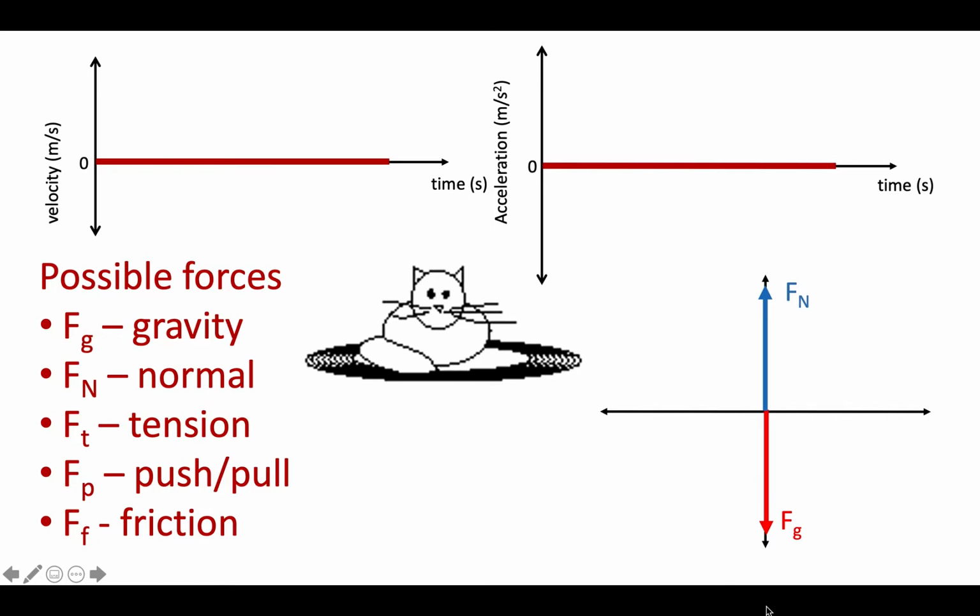If you go back to our graphing, the kitty's velocity is 0 and constant, so the kitty has no acceleration. So for Newton's second law, rearrange for acceleration, the acceleration of the kitty is all the net forces acting on the kitty divided by the kitty's mass. Well, we know that the net forces are 0 because the normal and the gravitational force cancel each other out, so the kitty's acceleration is 0.